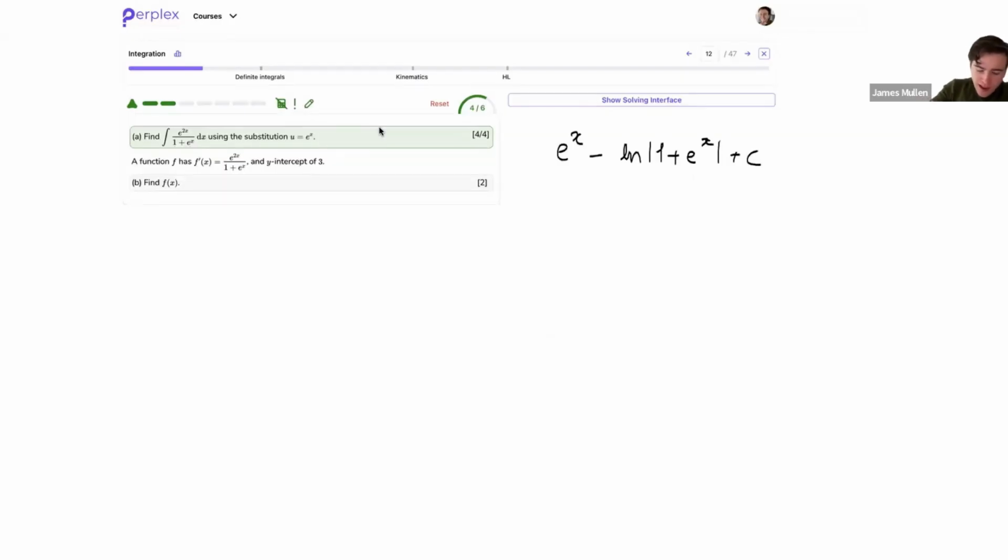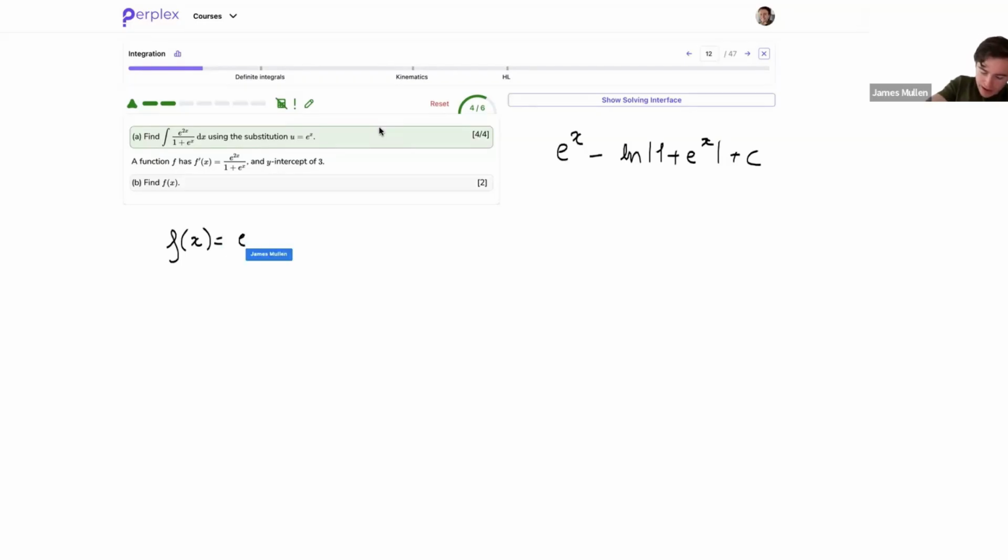All right. And now we're told that a function has the derivative e to the 2x divided by 1 plus e to the x, and it has a y-intercept of 3, which means that f of x is going to be equal to the integral I just found with some specific value of c that I can find.